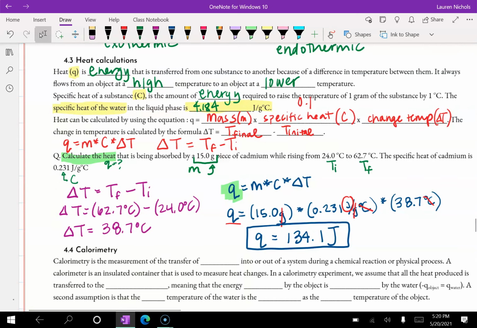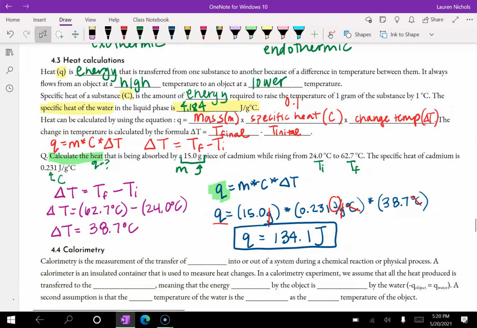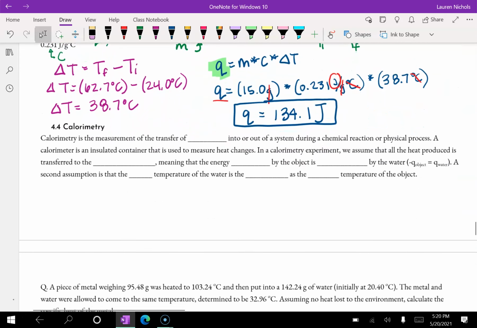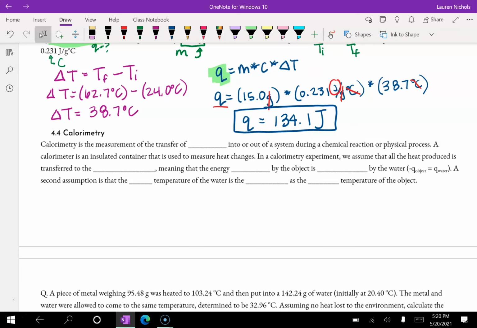So if we know this formula, it actually allows us to do some really cool things, because it allows us to do the math for a calorimetry experiment. Now you might be saying, Ms. Nichols, what is calorimetry? I'm not even sure I could pronounce that.